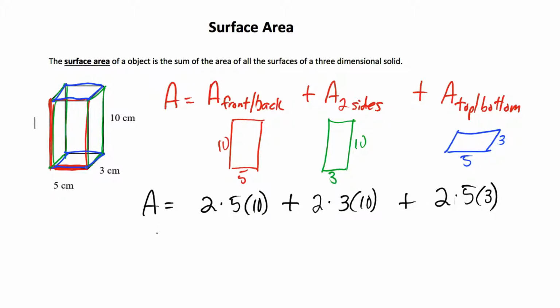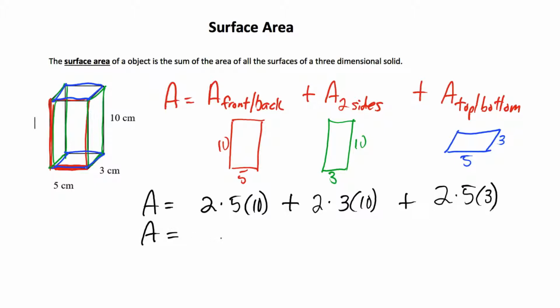Now, if for some reason you had a situation in which one of the surfaces was missing, for example, if you had an open box, then you wouldn't include the 2 there because you would only have the 1 surface. But in this case, we have 6 surfaces in total.